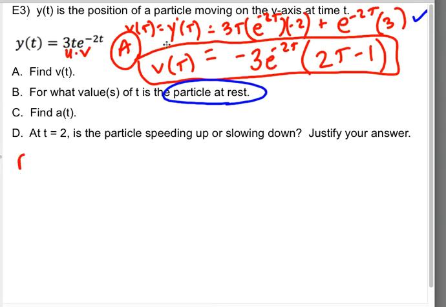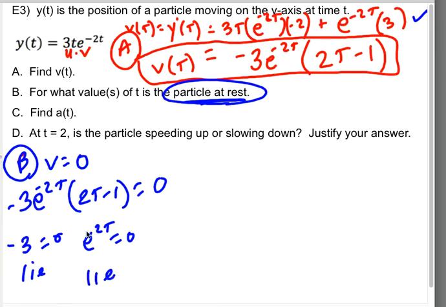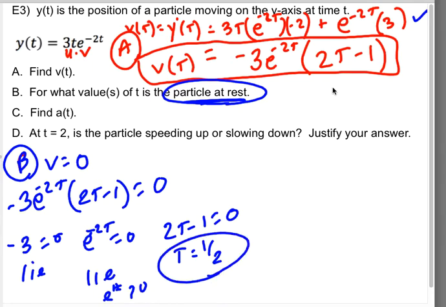My answer to B, sorry, we'll do B in blue. So remember, it is my job when I read this phrase to communicate that I know what it means. Even if my v in part A had been wrong, I need to know to set that v equal to 0, right? So either negative 3 is 0, which is a lie, or e to the negative 2t equals 0, which is a lie. E to the stuff is always positive. So e to a number is positive, right, always. Or 2t minus 1 equals 0, so t equals 1/2. That is the only value when this particle is at rest. T is 1/2, and it's seconds because there were units.